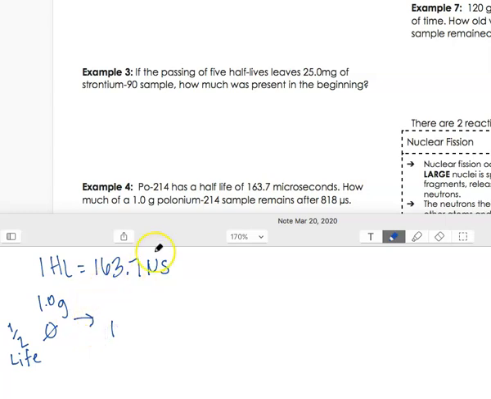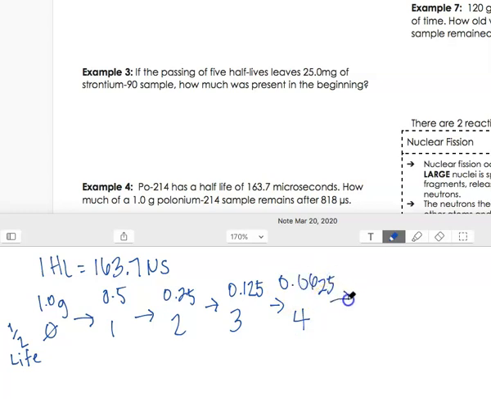After the first half-life, after 163.7 microseconds, you're going to end up with half of that. Then after a second half-life, you're going to end up with half of that. And then after a third half-life, half of that. And then after a fourth half-life, half of that. And then after a fifth half-life, you're going to end up with that much.